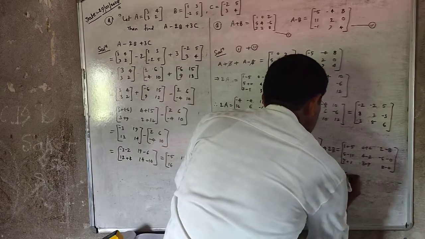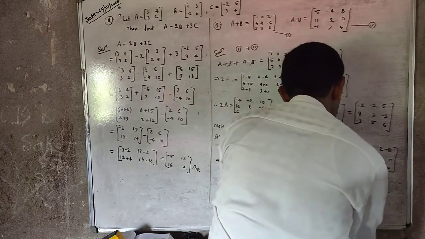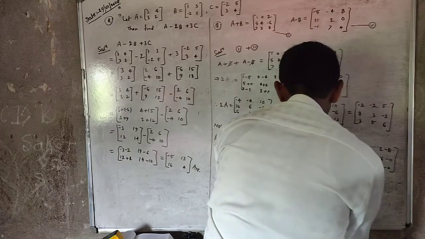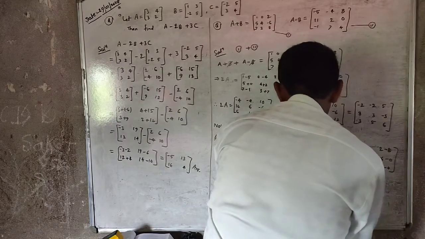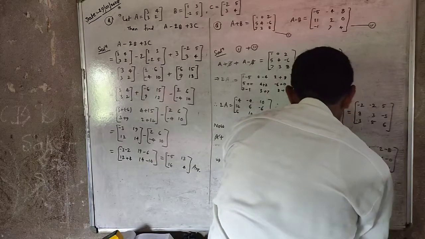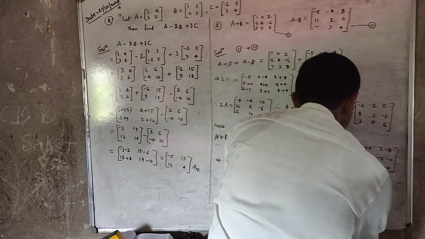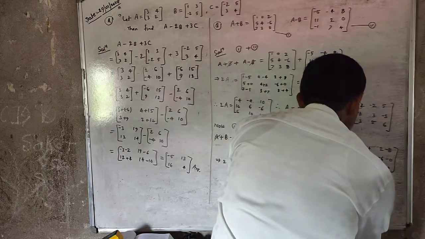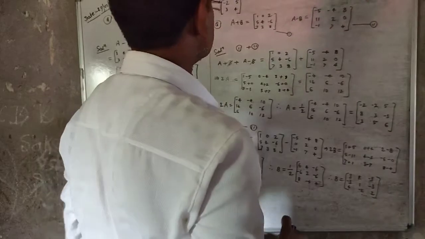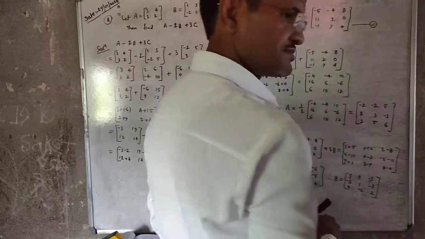Therefore, B is equal to 1 by 2 into 6 means 3, 1 by 2 into 4 means 2, 1 by 2 into minus 6 means minus 3, 1 by 2 into minus 6 also minus 3, 1 by 2 into 2 is 1, 1 by 2 into minus 6 is minus 3, 1 by 2 into 8 means 4, 1 by 2 into minus 4 is minus 2, and 1 by 2 into 4 is 2. Hence, the required matrices A and B are obtained from this result.